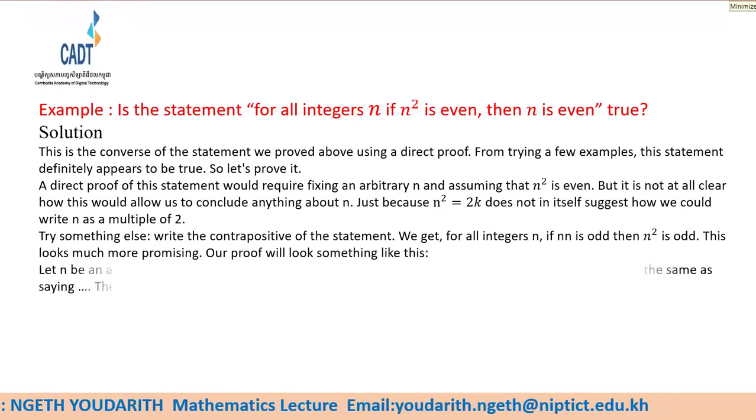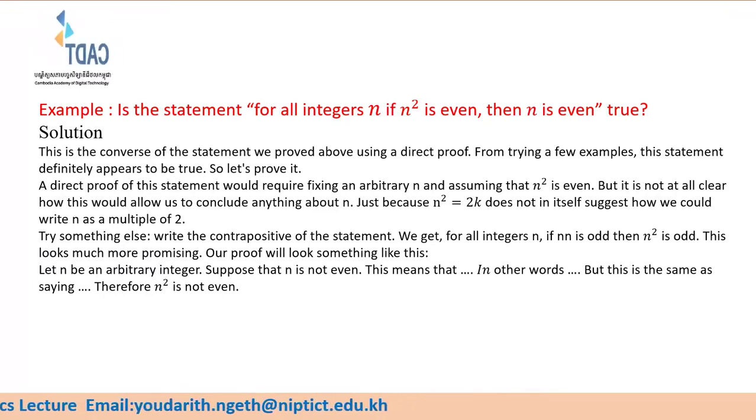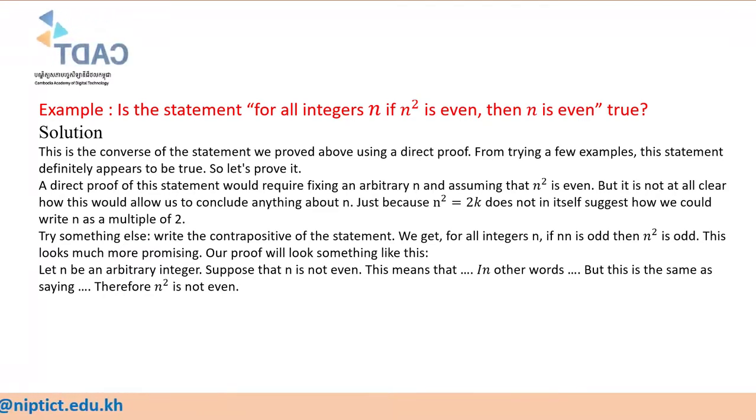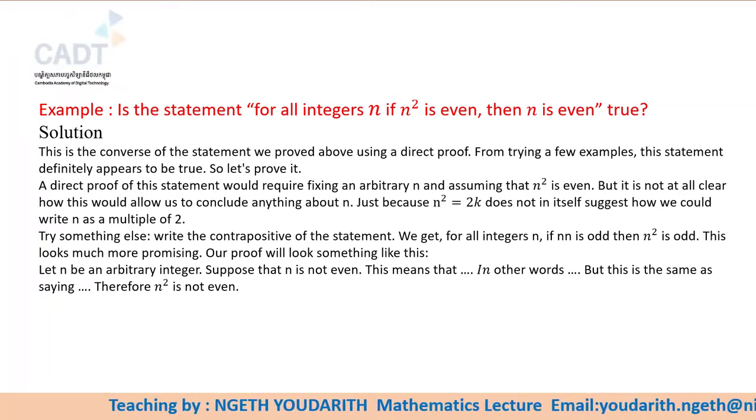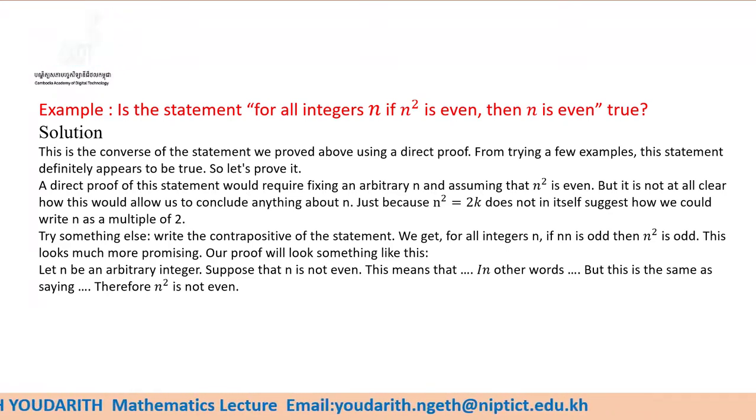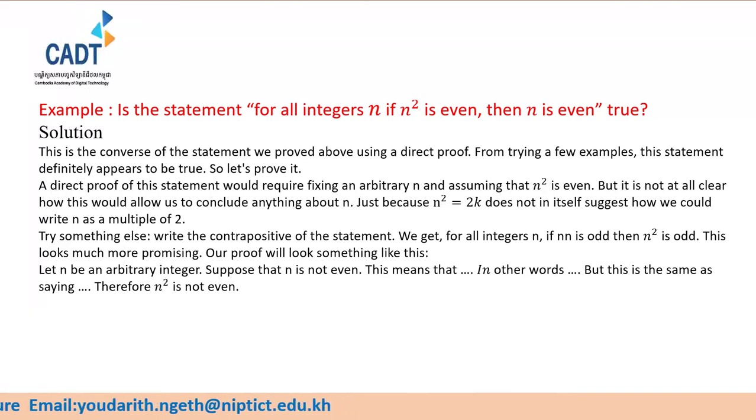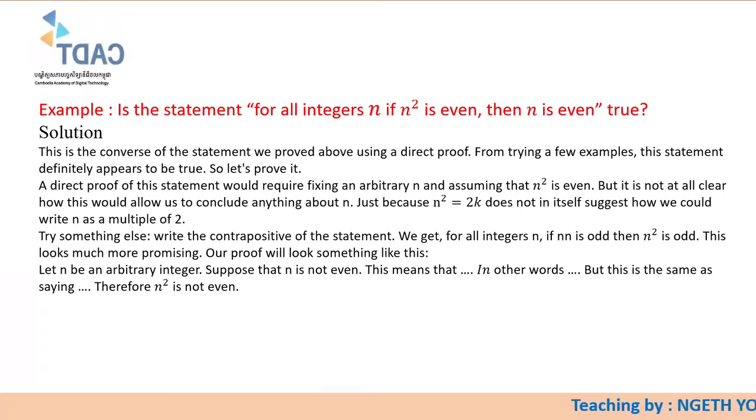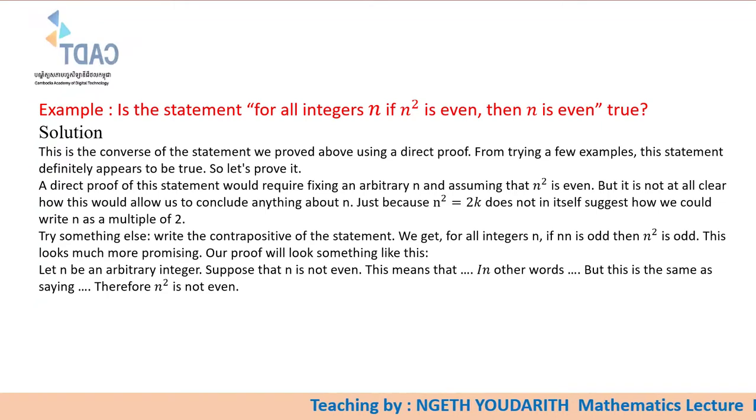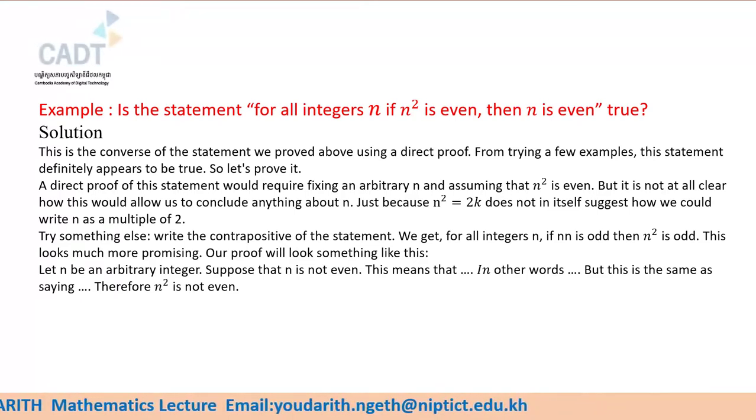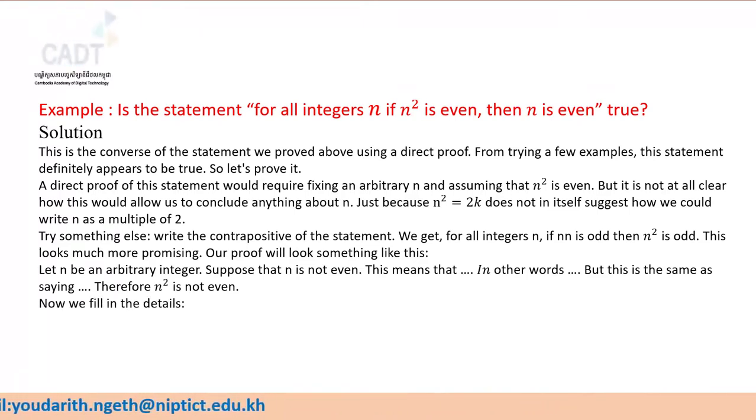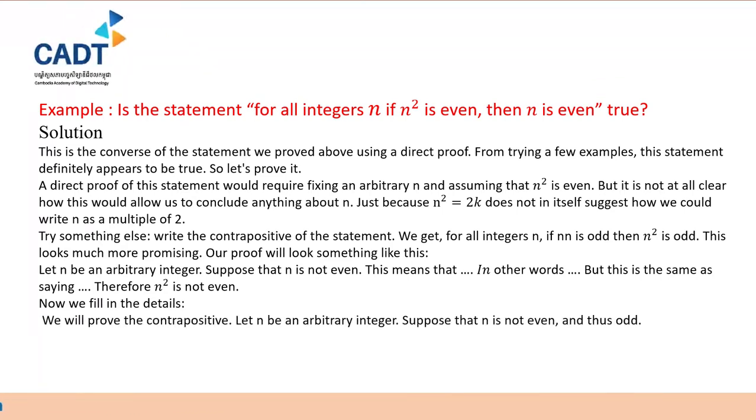This is only our outline or explanation. We convert the statement to prove, and after trying a few examples, the statement definitely appears to be true, so let's prove it. A direct proof of the statement would require fixing an integer n and assuming n squared is even. But it is not at all clear how this would allow us to conclude anything about n. Just because n squared equals 2k does not itself suggest how we could write n as a multiple of 2 or something. So now we will provide the contrapositive proof. Let n be an integer.